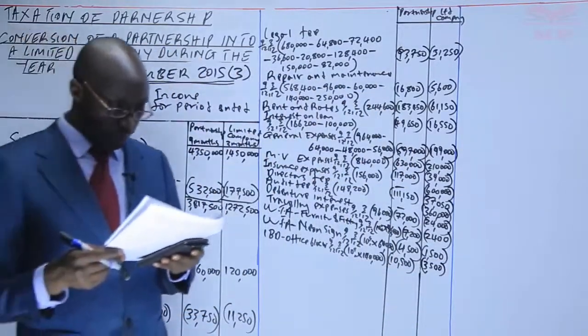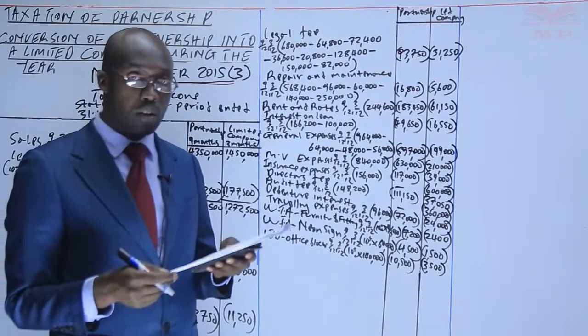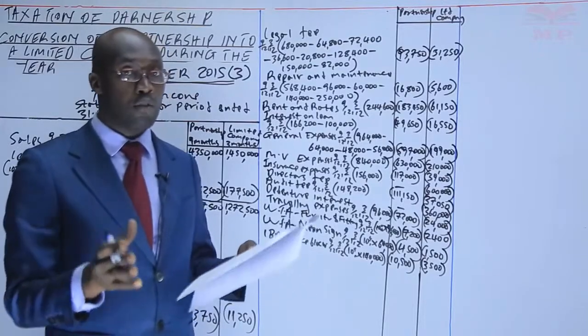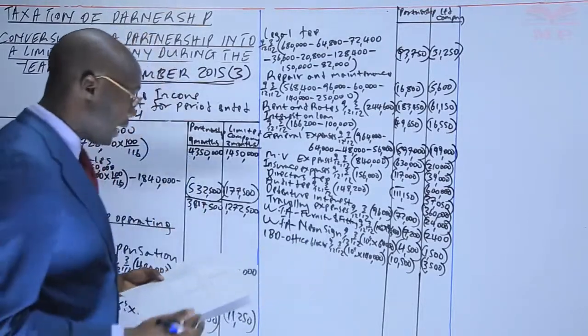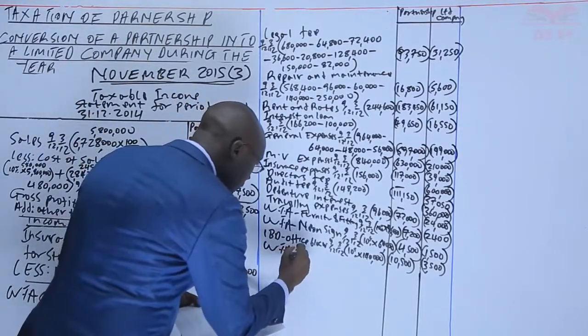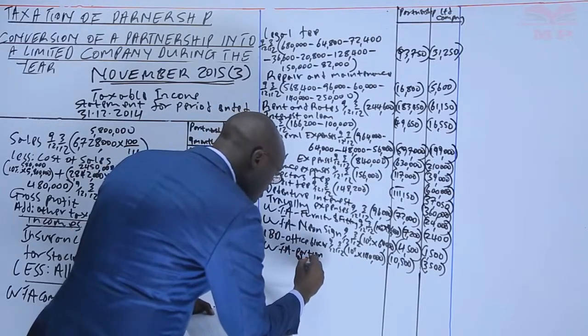We continue. Another item we have is the cost of partitioning office block. Partition, we said, is supposed to be wear and tear. So here we don't look at the office, we look at the partition. Wear and tear, 10%. So wear and tear on partition of office block.